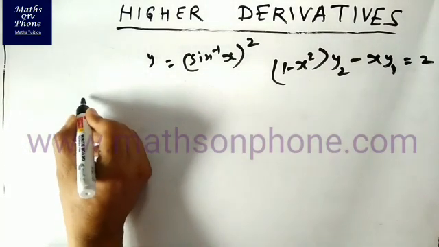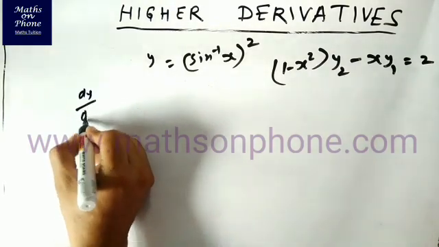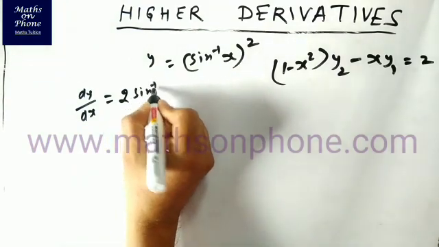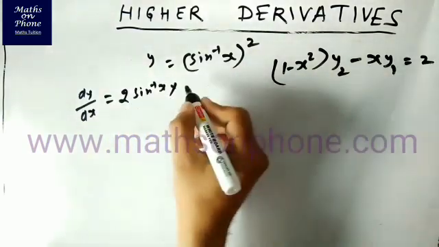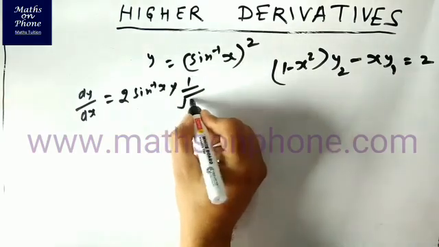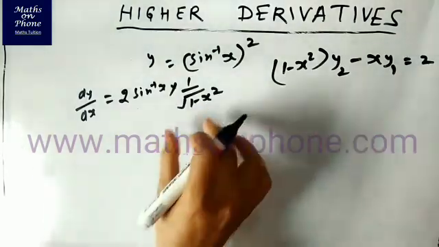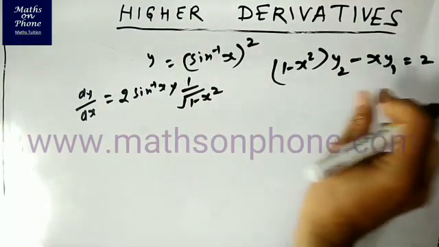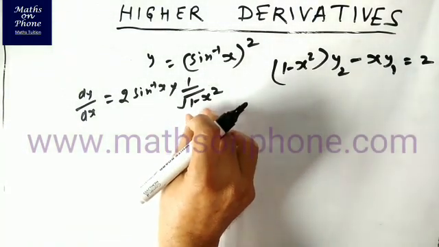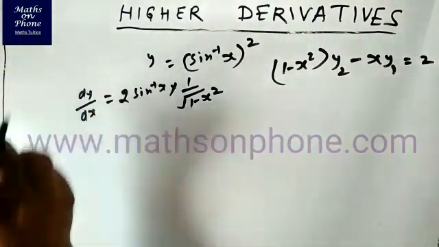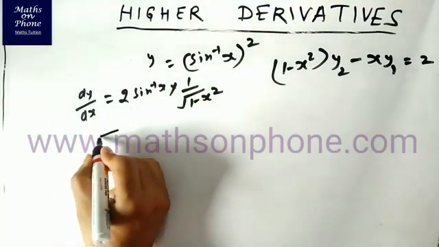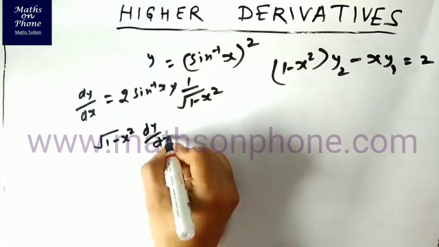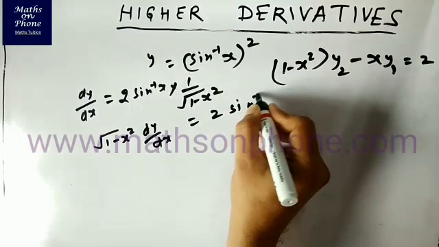How to proceed? See, firstly we will get dy by dx here. What is it? Something to the power n. So 2 sine inverse x into differentiation of sine inverse x, which is 1 by under root 1 minus x square. For such type of problem where you need to prove the things involving y1 and y2, try to take the denominator thing of the RHS to the LHS side. So on taking this, it is coming out to be under root 1 minus x square dy by dx is equal to 2 sine inverse x.